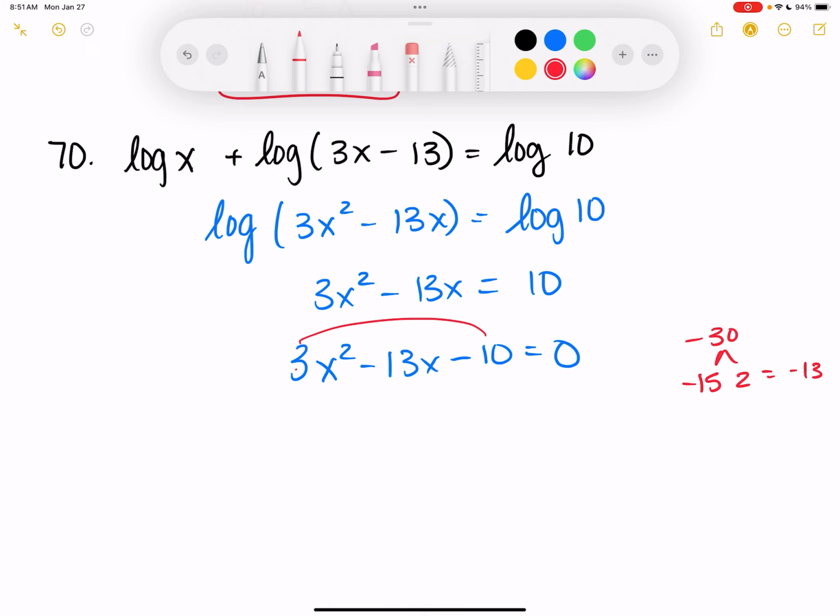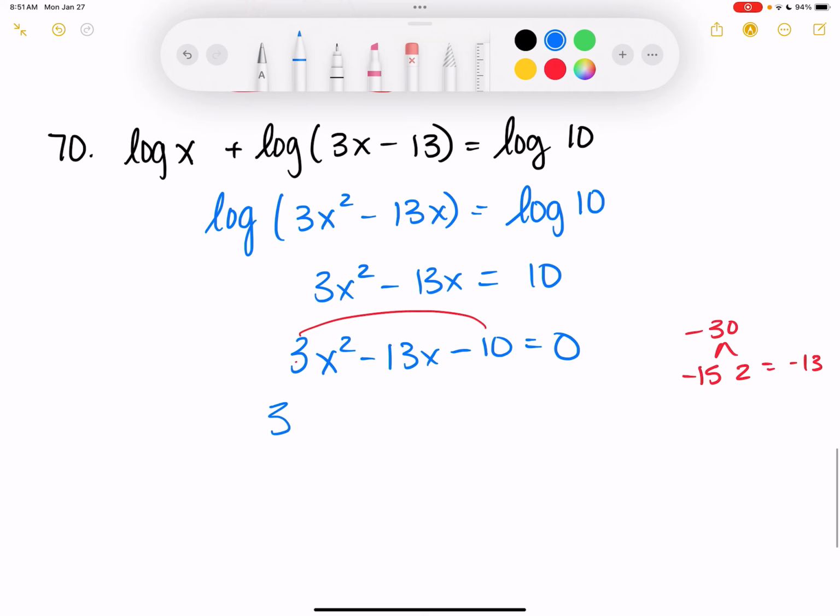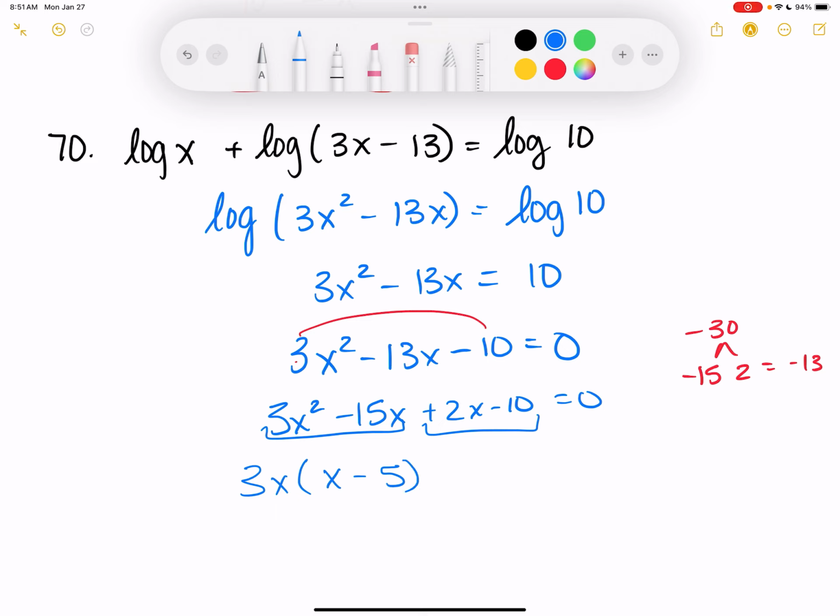So now I know this is going to be a little bit of a refresher. We haven't done this in a while. So we've got 3x squared minus 15x plus 2x minus 10. Factor by grouping. And if you have a different way that you learned to factor that's easier for you, obviously you can do that. This is the way I was taught. This is the way I do it. So I take out a 3x, and I'm left with x minus 5. Over here, I'm going to take out a 2. I'm left with x minus 5. These match, so we're good to go.